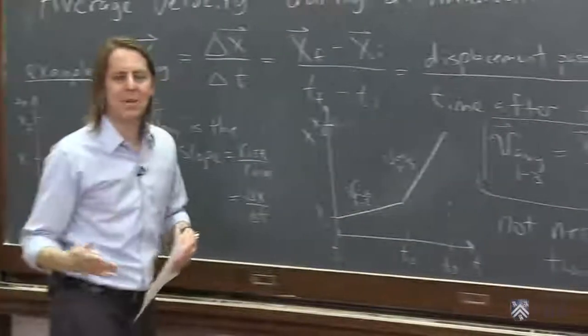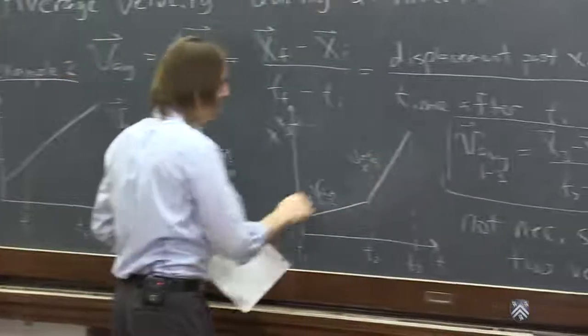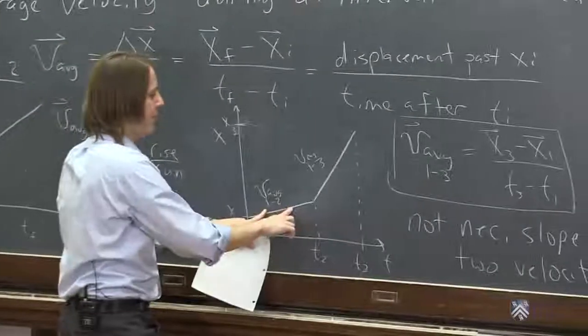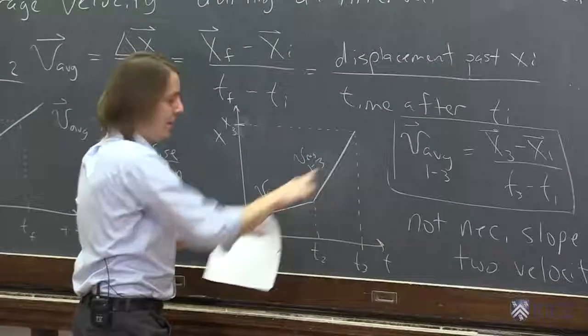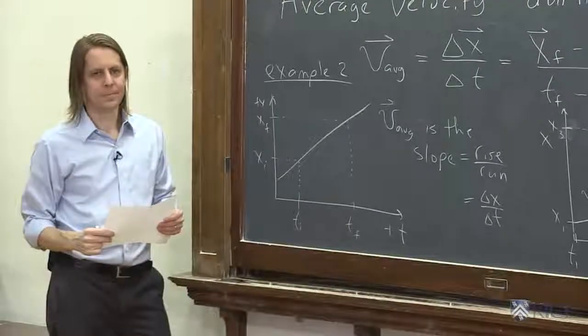So don't let that name make you think it's an average of a bunch of numbers. It really isn't. It's just simply the final and the initial for any interval. We could calculate it from here to here, from here to here, from here to here. Okay? So don't let the word average trip you up.